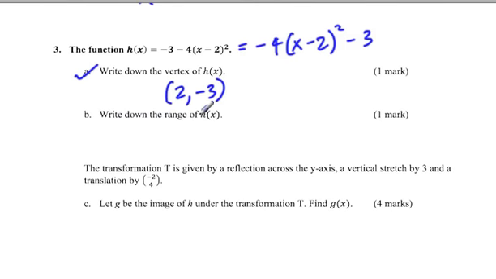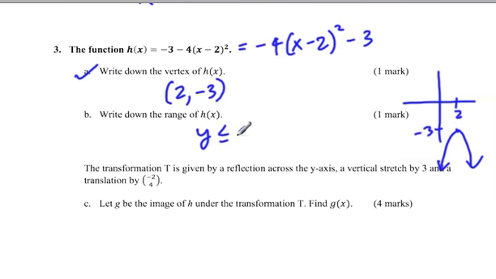Now, write down the range of this. The best way to do this is to graph it. If you observe here, the negative tells you there's a reflection across the x-axis. So this will look like 2 over here and negative 3 over here. It starts there, and it's a reflection, so it's going to go down. So what must be the range? y has to be less than or equal to negative 3.